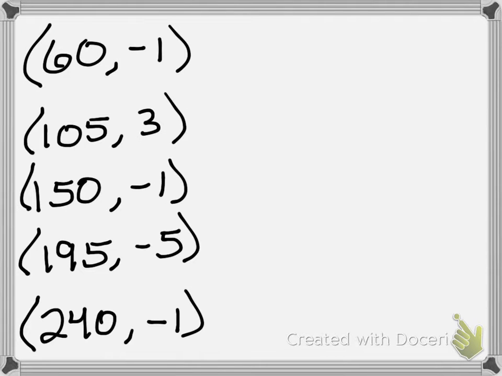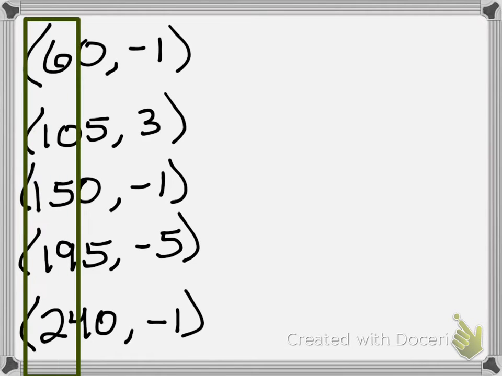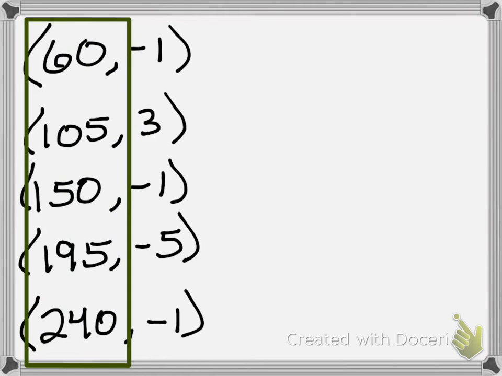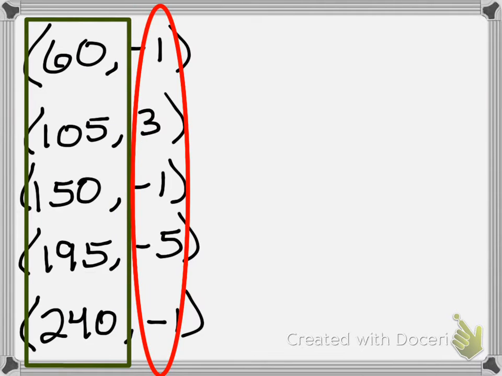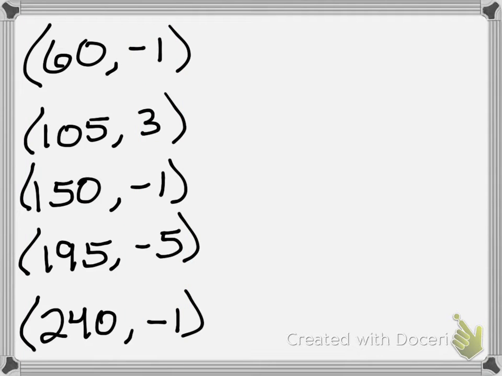Now, after you finish finding all the y values for all your key points, this is what you should come up with. So we substituted all our x values into the equation, and all our y values is what we got out of that, was the output. Now these are the 5 points that you are going to draw.